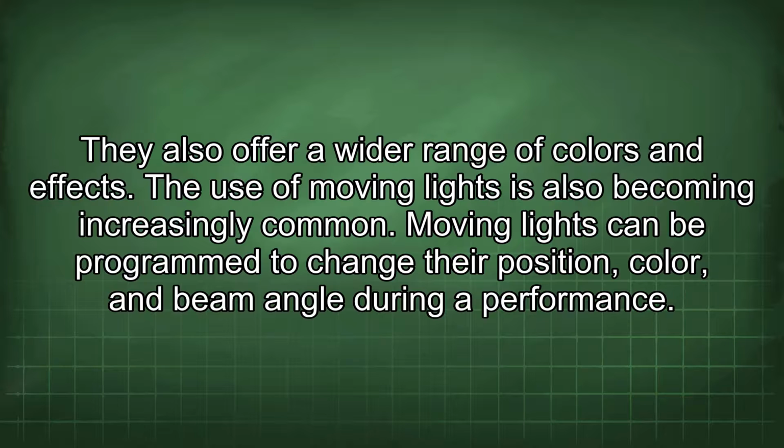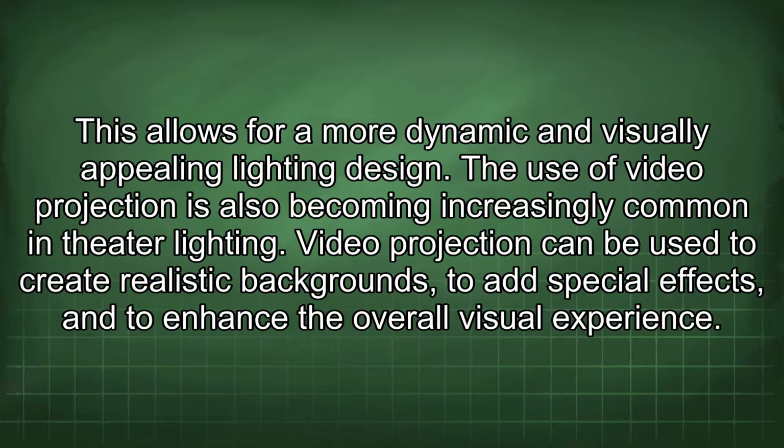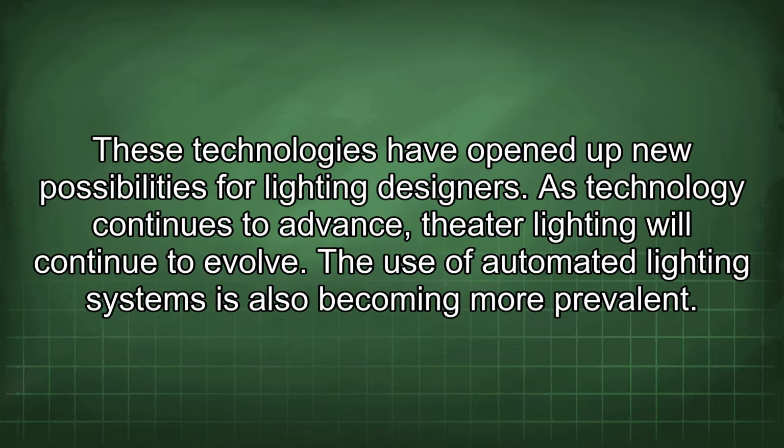The use of moving lights is also becoming increasingly common. Moving lights can be programmed to change their position, color, and beam angle during a performance. This allows for a more dynamic and visually appealing lighting design. The use of video projection is also becoming increasingly common in theater lighting. Video projection can be used to create realistic backgrounds, to add special effects, and to enhance the overall visual experience. These technologies have opened up new possibilities for lighting designers. As technology continues to advance, theater lighting will continue to evolve.